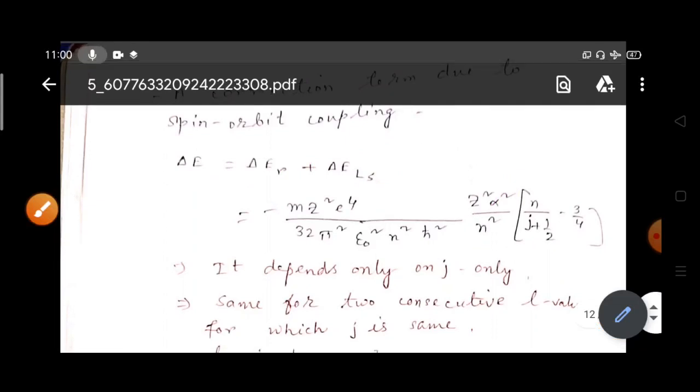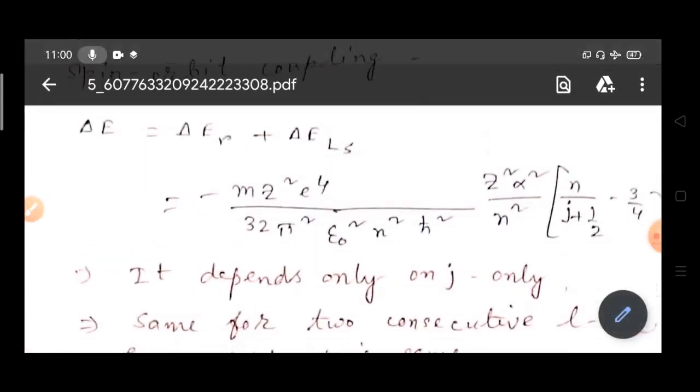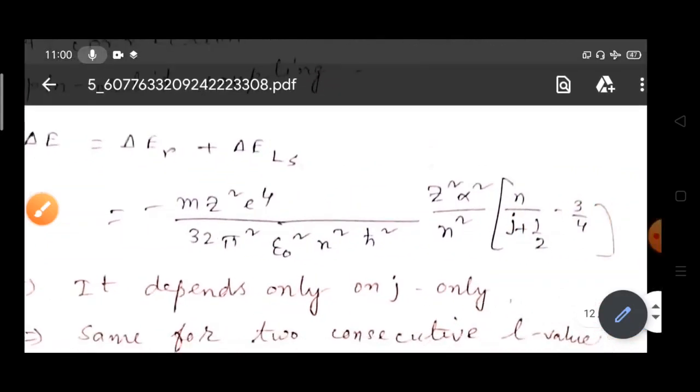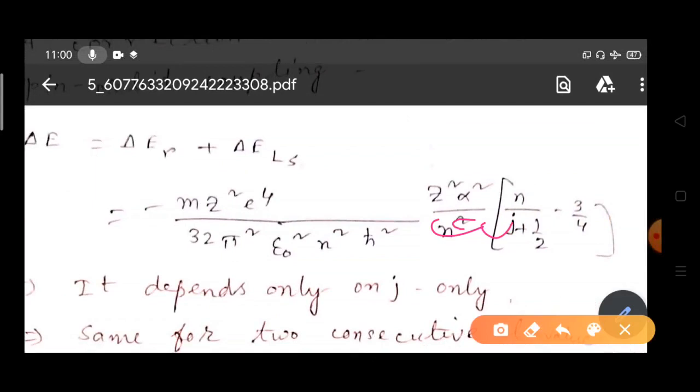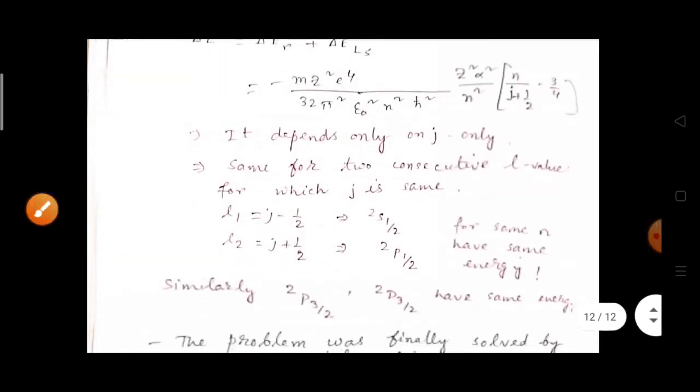Now look at this formula. You have to understand the dependency. Here, what are the constant terms like m, z, e to the power 4, pi? These are the constant terms. The variable terms are n and j. For the same n value, the variable is only j. Okay, so it depends only on j.